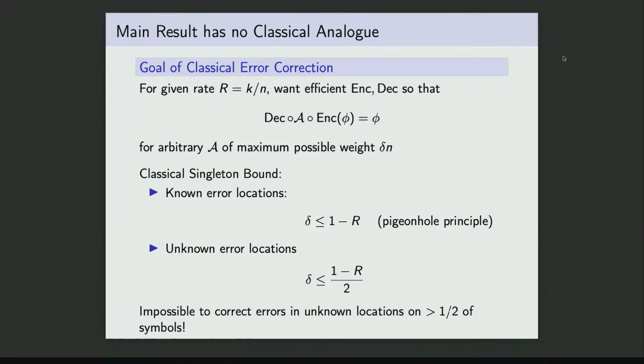And interestingly, it's actually just in general impossible to correct errors in unknown locations on more than half the symbols. This holds both quantumly and classically. The reasoning is simply that if your adversary could act on half the code word symbols, they could just take half of your code word and instead inject the encoding of some completely different message. And when you receive this corrupted code word, you'd have no way to tell which half they acted on, so which of these two halves contains the encoding of the true message.